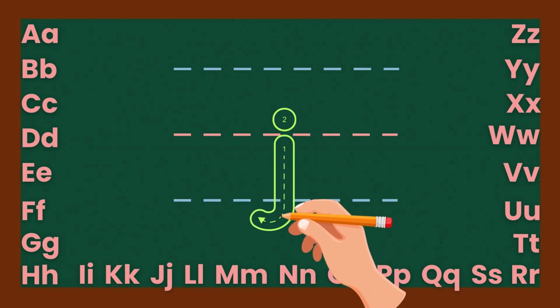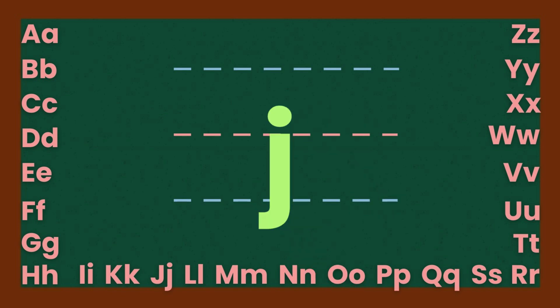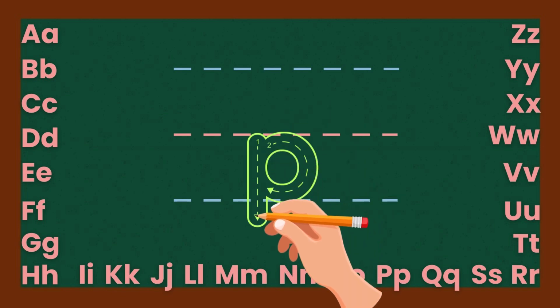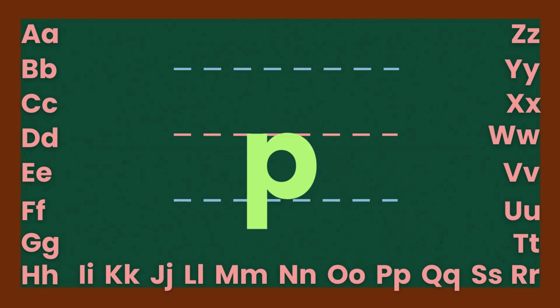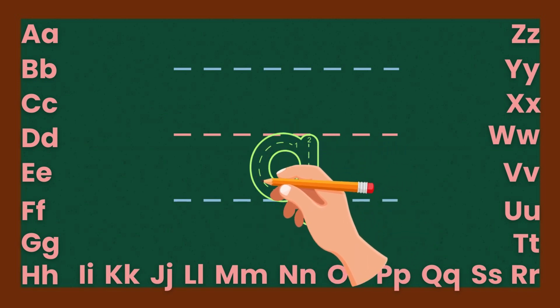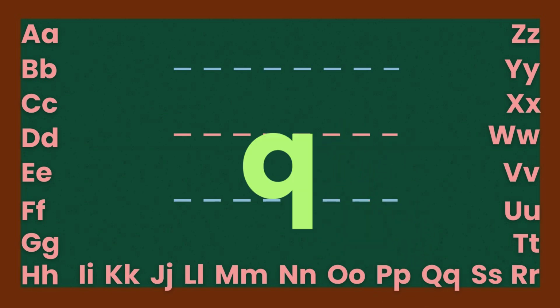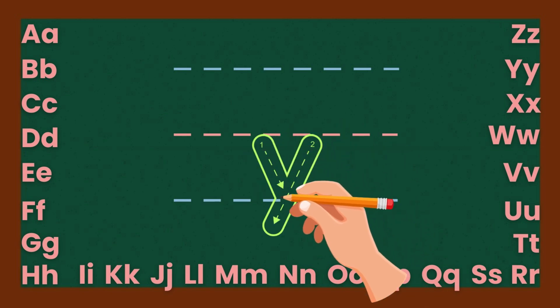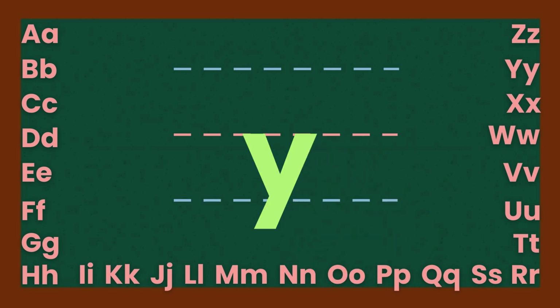J, draw a straight line down, then curve it to the left. Add a dot on top. P, begin with a straight line down, then add a small round loop at the top. Q, start like an O, then make a small tail curving down to the right. Y, start with a short diagonal line, then make a longer diagonal line down.